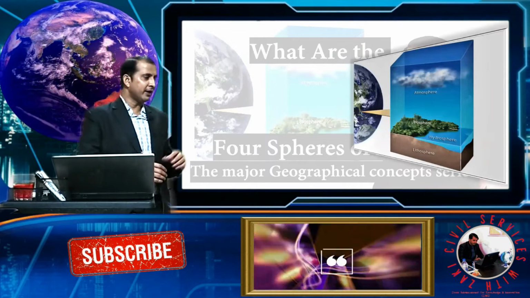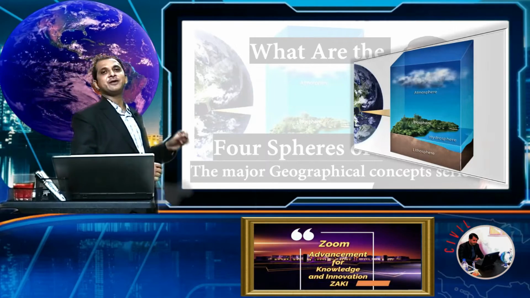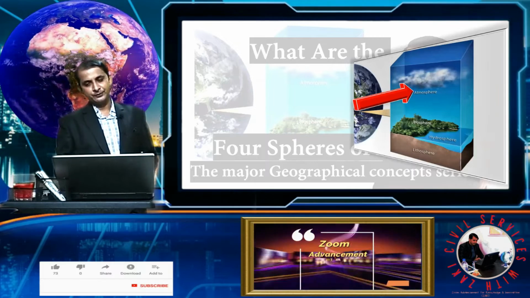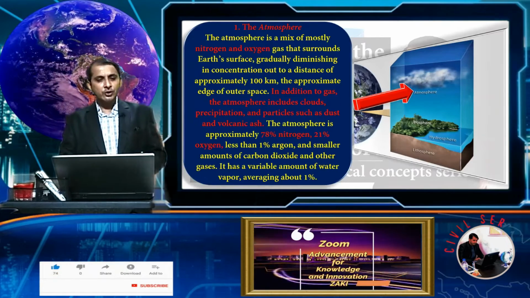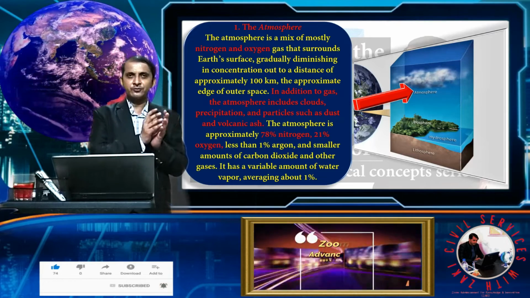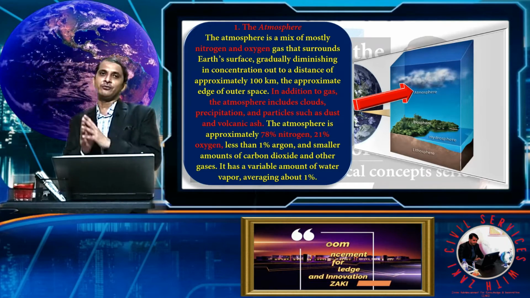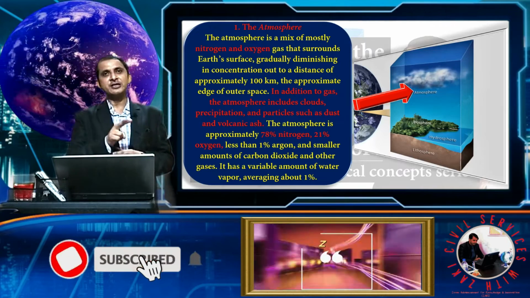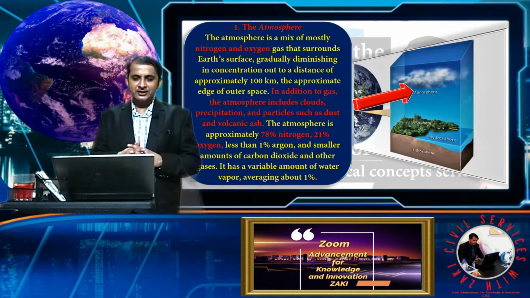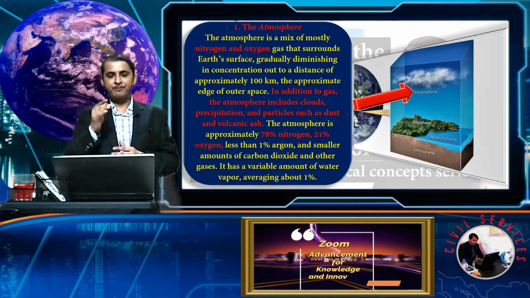So first, if you see here, this is number one, atmosphere, and then you see the biosphere, then hydrosphere, and then the lithosphere. So first we move to number one, atmosphere. The atmosphere is a mix of mostly nitrogen and oxygen. If you examine our atmosphere, you find 78% of nitrogen and approximately 21% oxygen. So basically the atmosphere includes two gases, nitrogen and oxygen, that surround our earth surface and gradually diminish in concentration out to a distance of approximately 100 km.